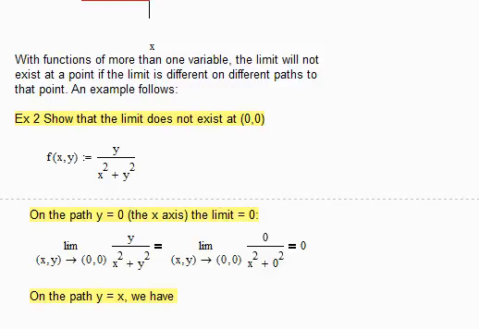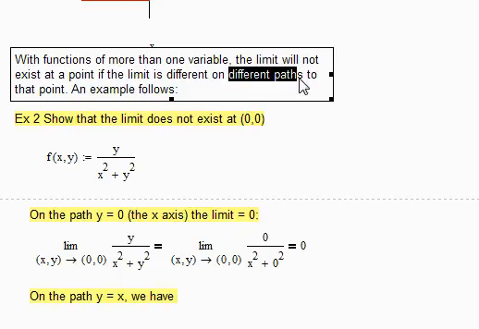Well, in the for-what-it's-worth department, with functions of more than one variable, the limit will not exist at a point if the limit is different on different paths. Now that's different from what you're used to seeing.